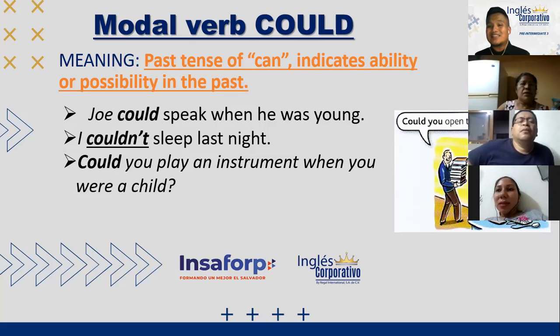I couldn't sleep last night. No podía dormir anoche, vea. No podía dormir anoche. Yes? So, could you play an instrument when you were a child? ¿Podías tocar un instrumento cuando eras pequeño?